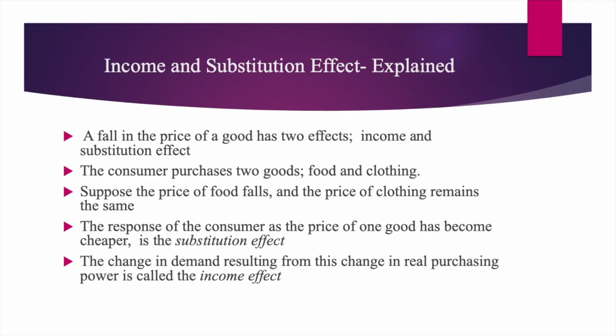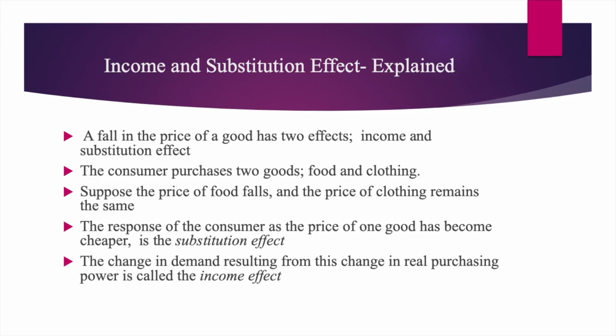As the price of food falls, the consumer is better off because he can buy the same amount of food and clothing with less money. This is because the price of food falls and the consumer thereby enjoys an increase in real purchasing power. An increase in real purchasing power means that the consumer enjoys more goods and services with the same amount of money. So, this change in demand resulting from this change in real purchasing power is called the income effect. This is the basic idea of income and substitution effect.